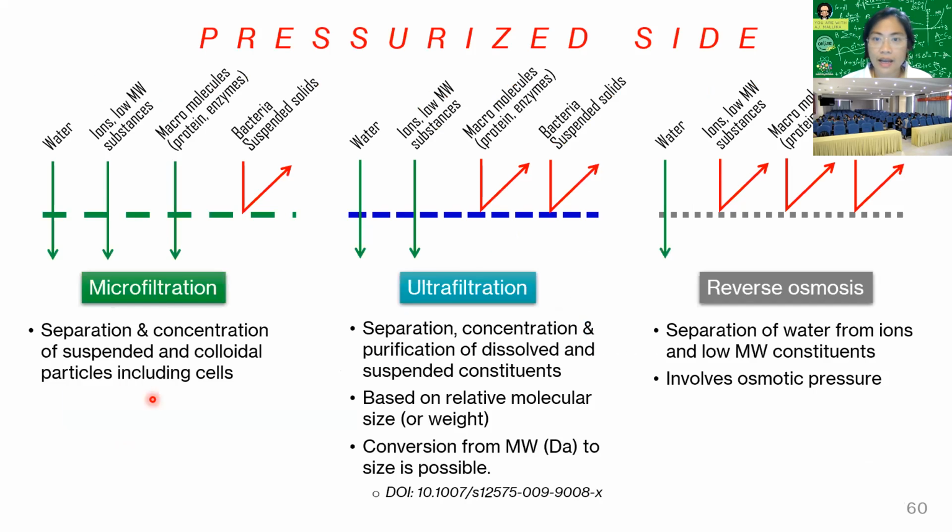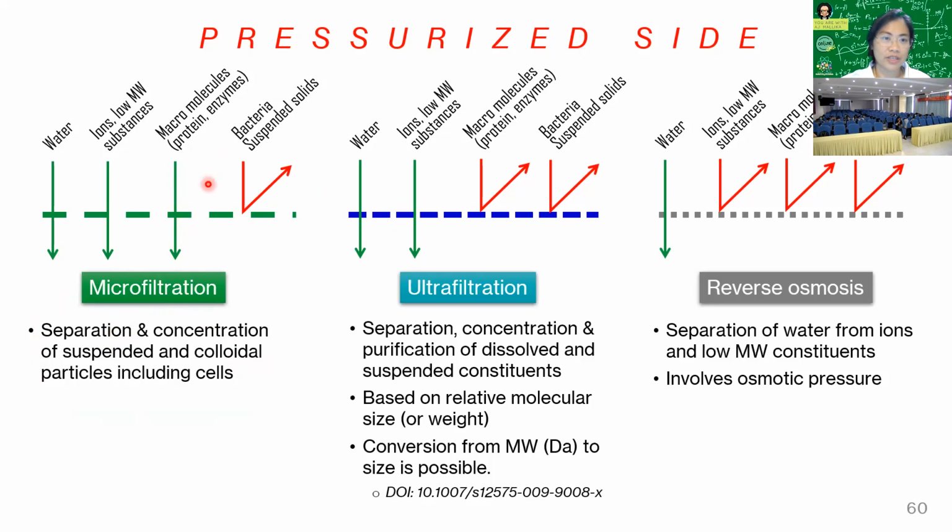All right, now let's have a closer look at each of these types of membrane. If you are separating, of course, you have to apply some sort of pressure to force things to go through the membrane. Whether it's dead-end or cross-flow filtration, it involves a pressure difference across the membrane. For microfiltration, it's the separation and concentration of suspended and colloidal particles, including cells.